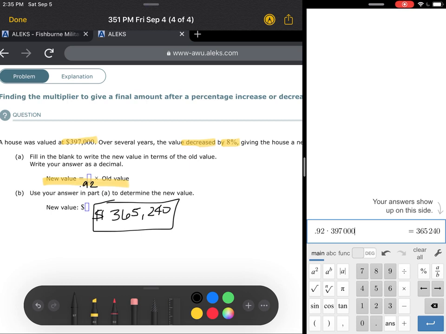Now, if it gives you an explanation, let's just say this is increased. Sorry, that's super sloppy. You would do 1.00 plus 0.08, which would give you 1.08, what you would put there, and then you would multiply it by the old value. So make sure you're reading the question to understand if it's saying increased or decreased and by what percent. Okay, and then you just find the value after that.